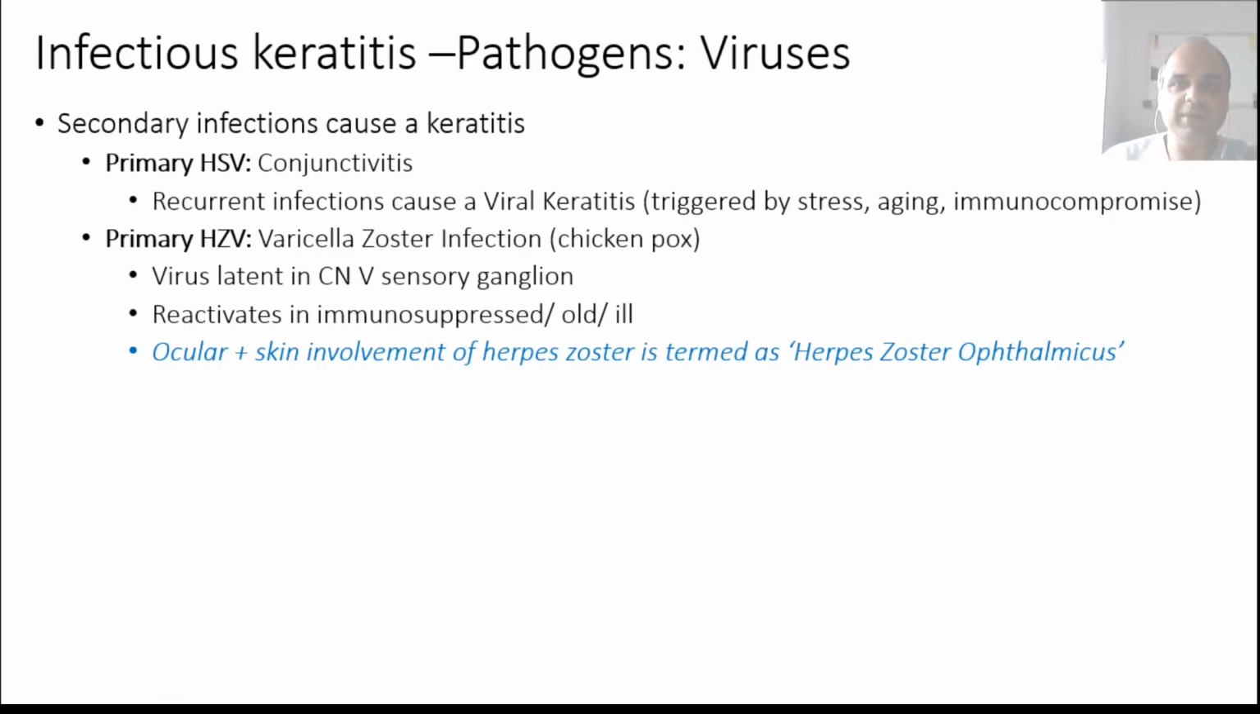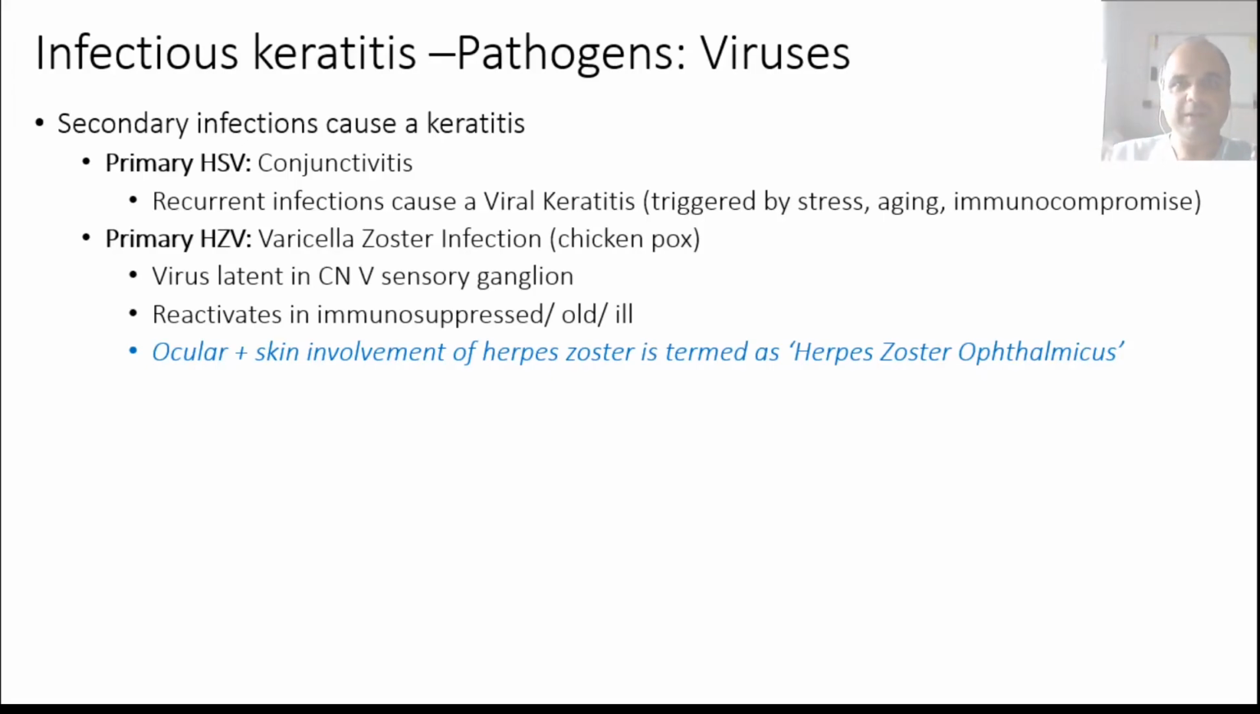A herpes zoster primary infection is chickenpox, Varicella zoster, those things that you get as a child. And then the virus becomes latent in the sensory ganglia, and for the eye, the sensory ganglion of the fifth nerve, the trigeminal nerve, is important because the sensory nerve to the eye is the trigeminal. It reactivates once the patient is immunocompromised, old, or ill, about the same things that are true for herpes simplex virus reactivating. And in a herpes zoster keratitis, you have eye involvement as well as skin involvement.